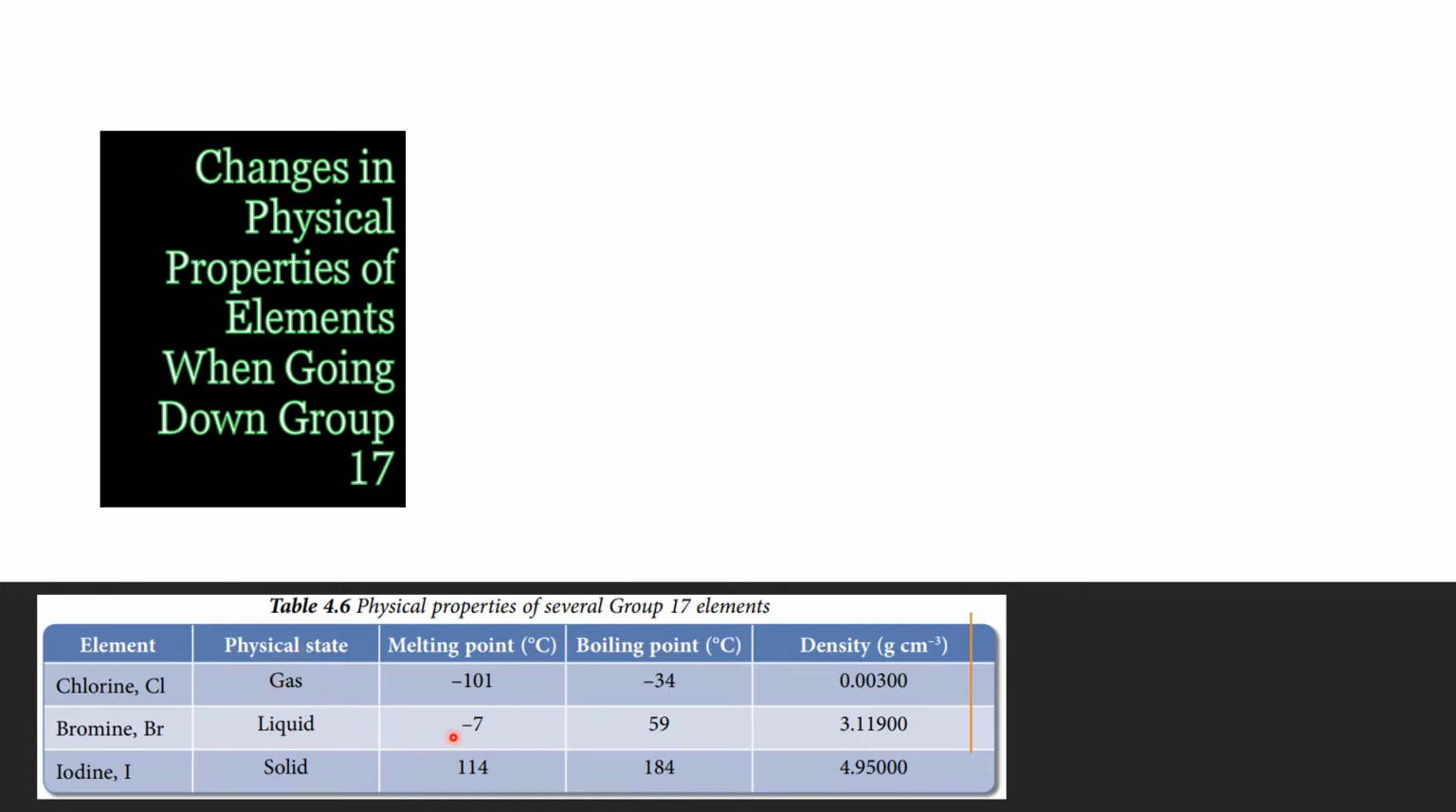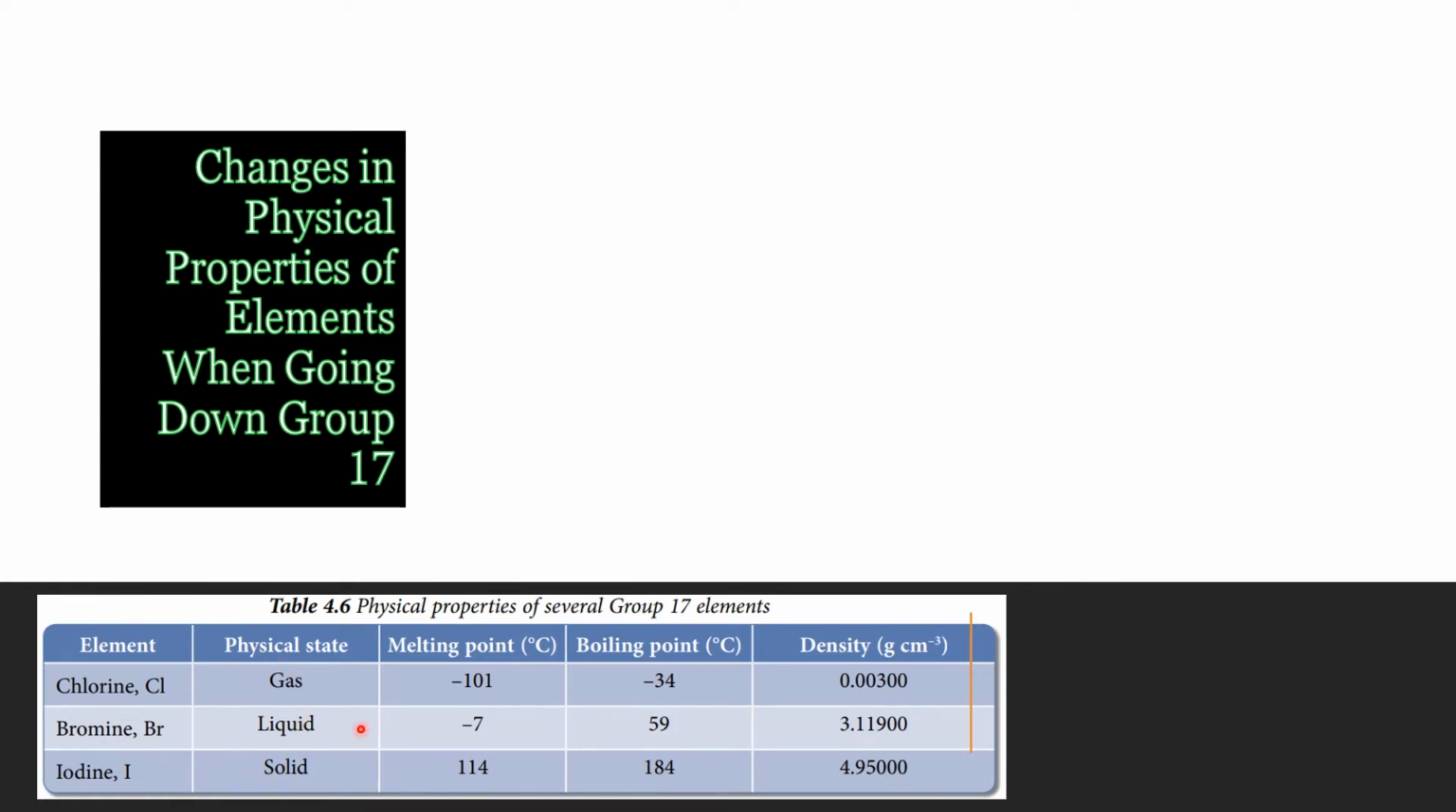How about bromine? The melting point of bromine is negative 7. Room temperature is 25 degrees Celsius, somewhere in between the melting point and boiling point of bromine. So at room temperature, bromine exists in the form of liquid. How about iodine? The melting point is 114 degrees Celsius for iodine. It's higher than the room temperature. So iodine exists as solid at room temperature.